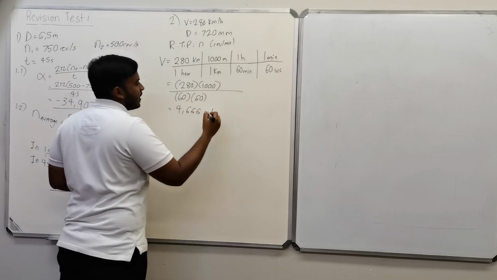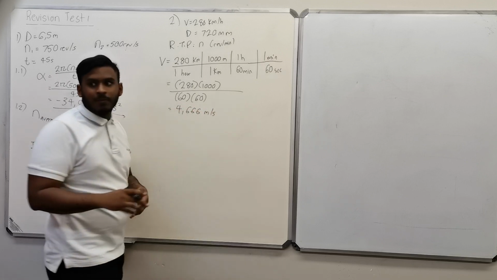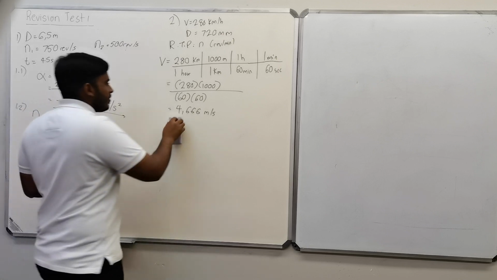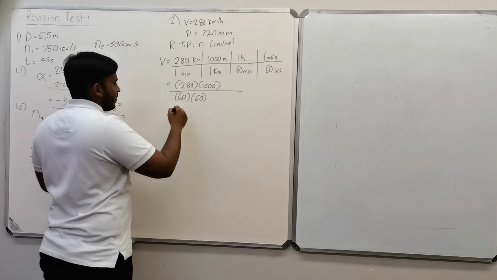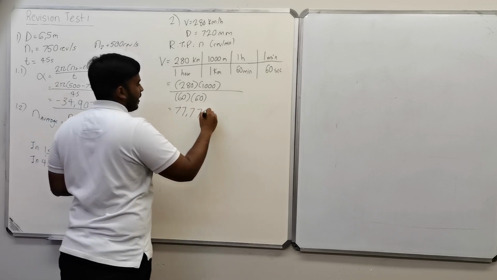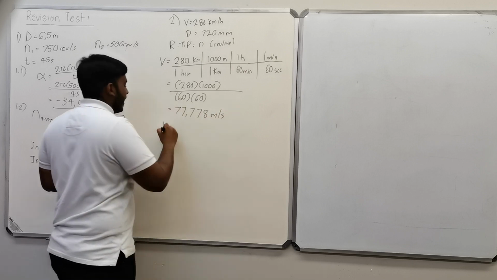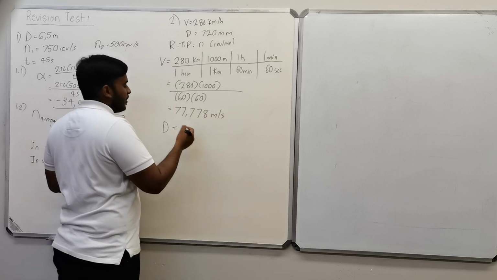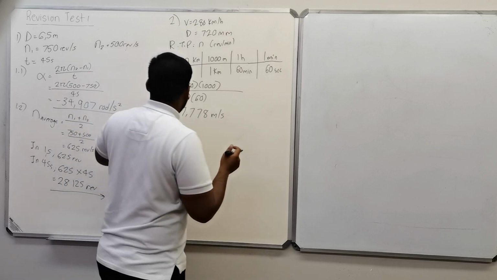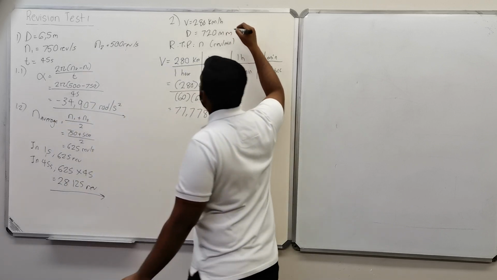Which is 77.8 meters per second. That diameter is equal to how many meters? No, the diameter in meters.